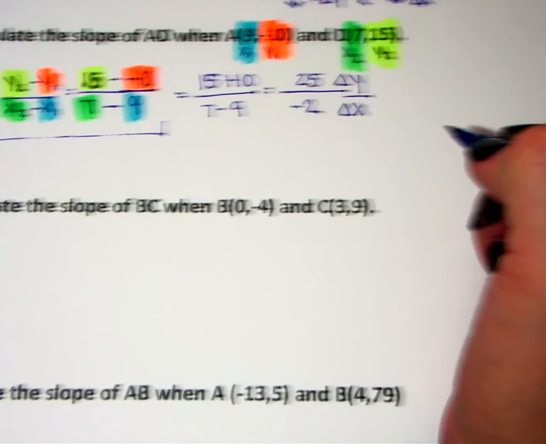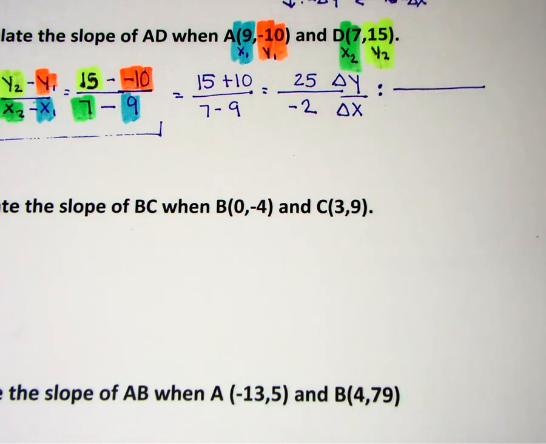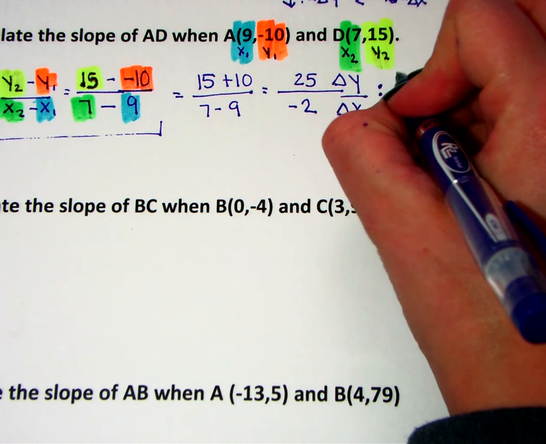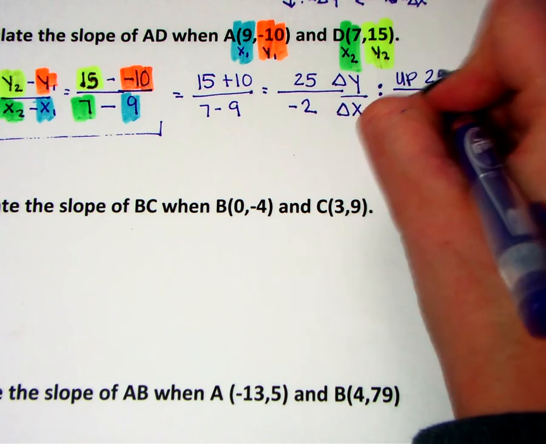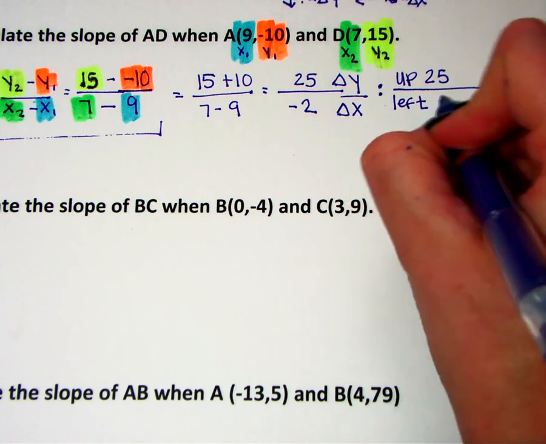This basically means, okay, writing it in words is a huge, huge way to help you. If I have a positive 25 in my y, that means I go up 25 units. A negative 2 means left 2.